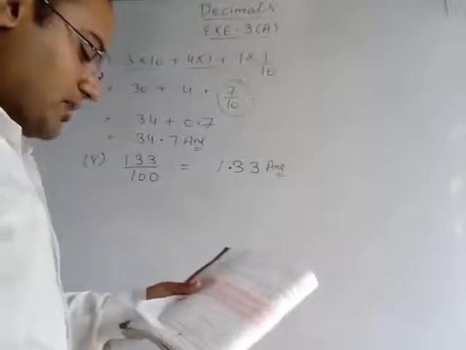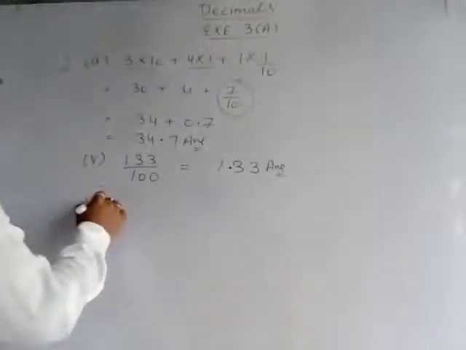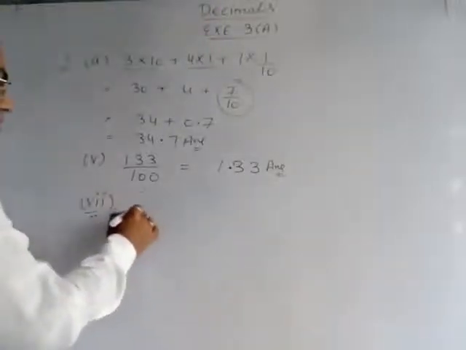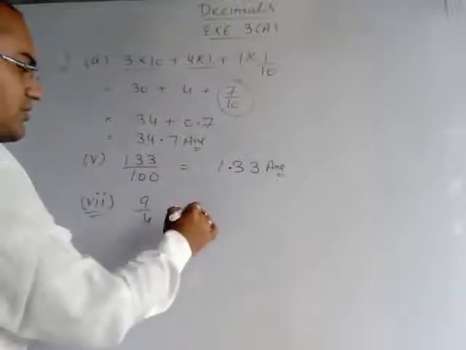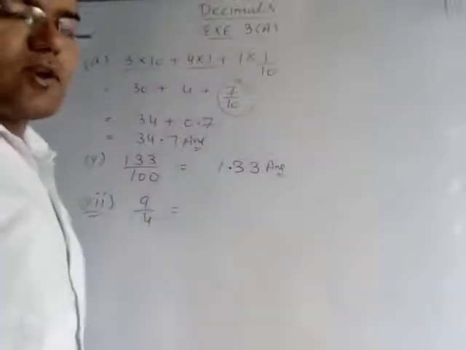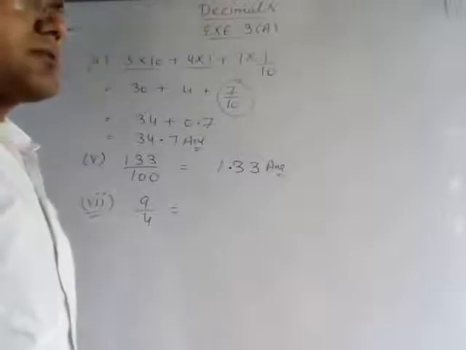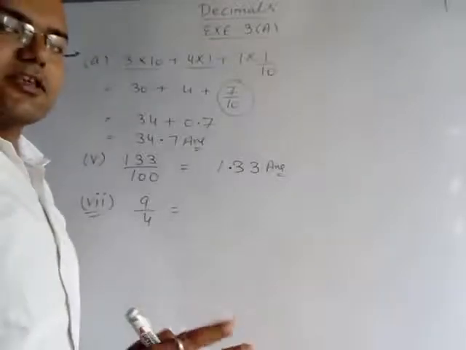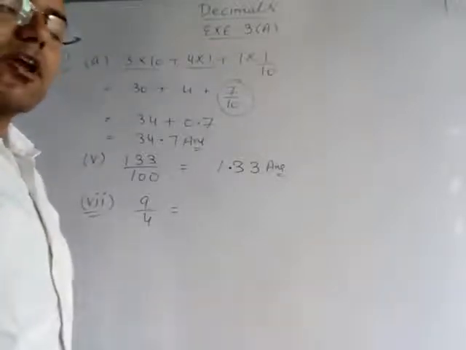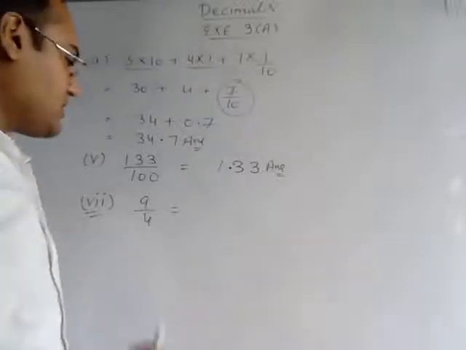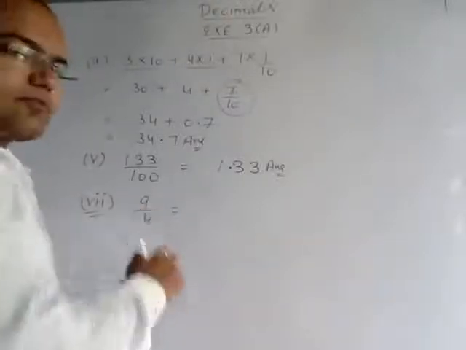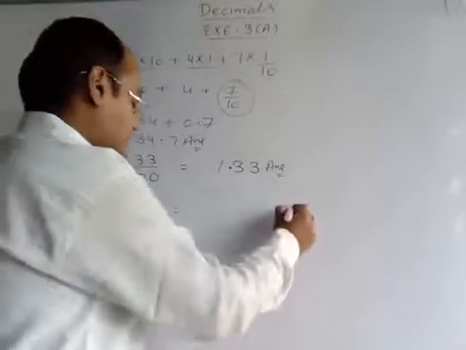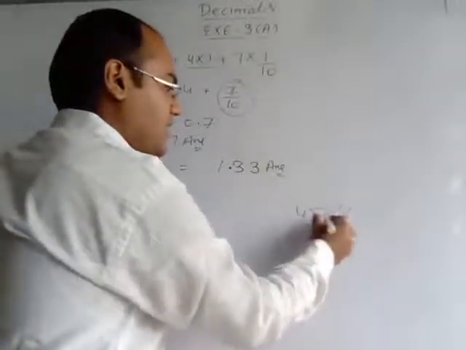Now part number 7. 9 upon 4 is given, and we have to convert it into decimal form. So here two methods are there to change into decimal form. What are those two methods? The first method is you directly divide 9 by 4. First method, with 4 we have to divide 9.